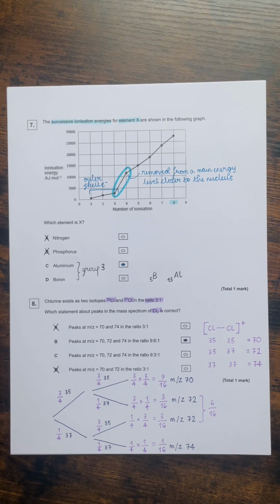So it will be chlorine that they ask this about, but I guess just be prepared to apply the same logic to other examples, whereby if they give you the ratio of abundances, you can put those in as fractions in exactly the same way.